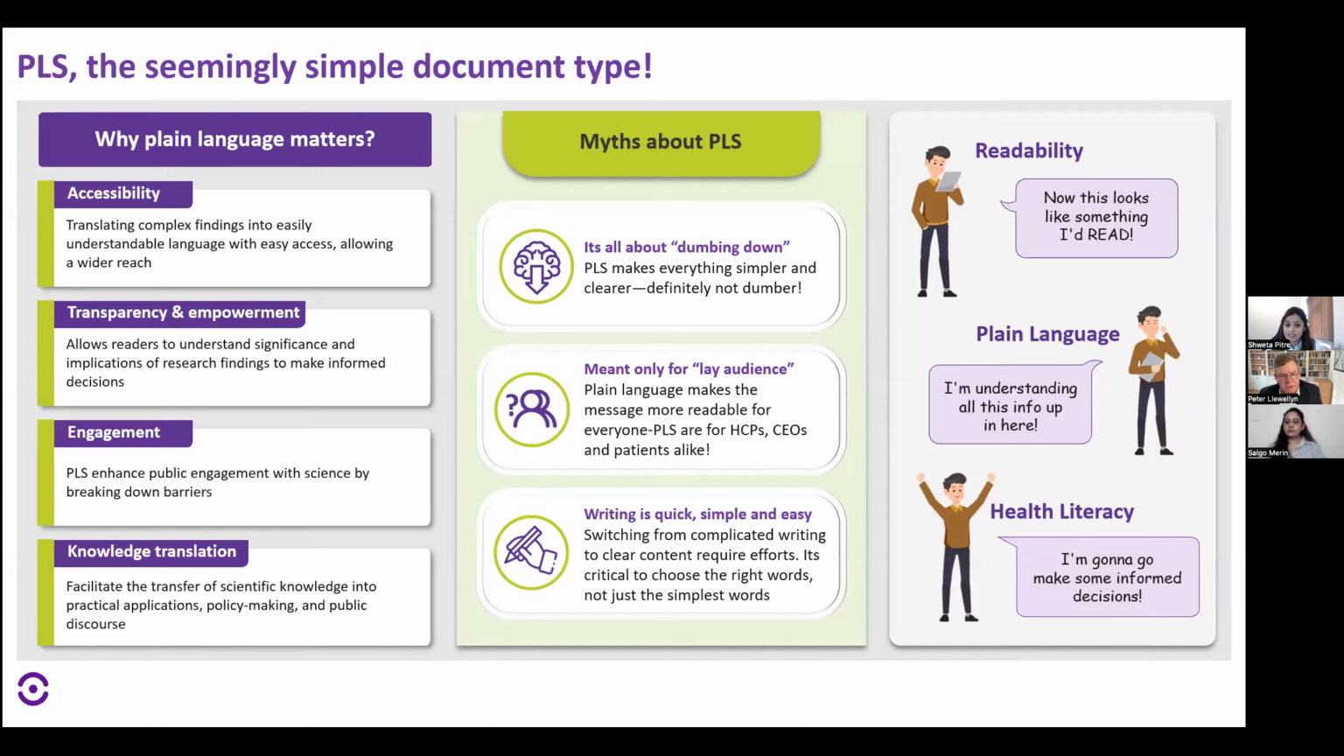It improves transparency and empowerment. So basically, they ensure that the research findings are not hidden behind a veil of complexity and are accessible to all, even the general public, to make informed decisions. Then it is also important in engagement. When I say engagement, it helps bridge the gap between the scientific community and the public, ensuring that the potential impact of the scientific research is understood and appreciated. I think most important is appreciated.